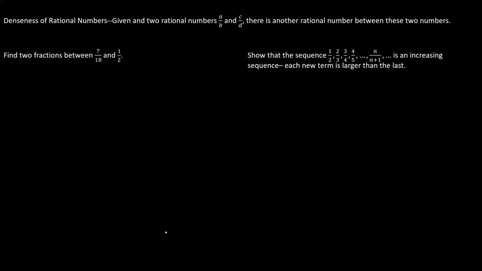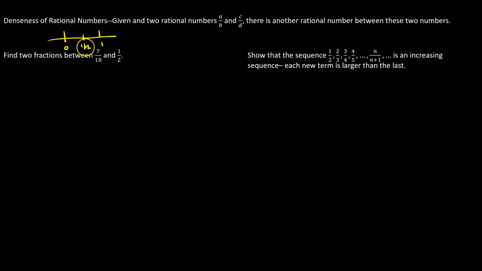The last topic for us to cover in this section is the denseness of rational numbers. Basically, that says that between any two rational numbers, no matter how close together they are, we can always find another rational number between them. And the idea is, if you think about our whole numbers, we found the rational numbers basically by cutting our number line into pieces.